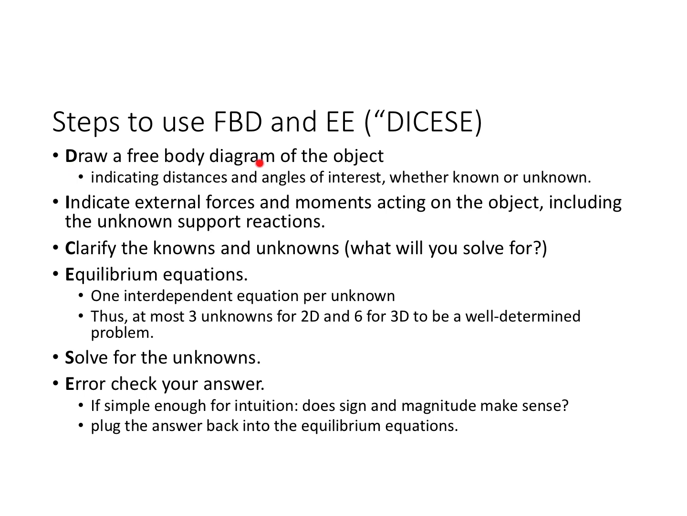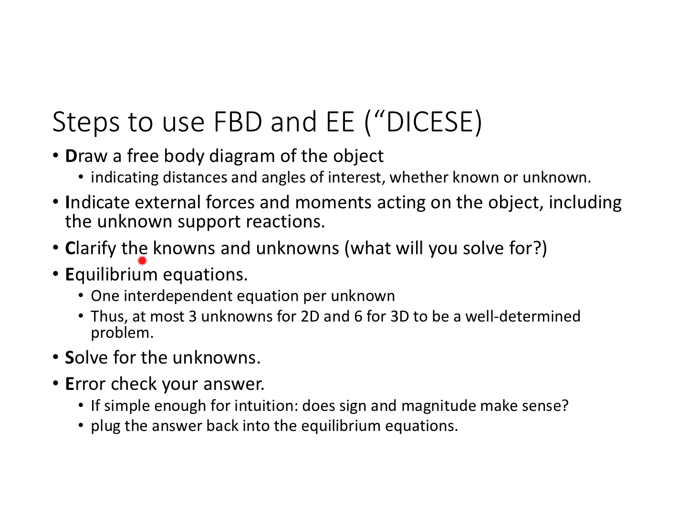You draw a free body diagram of the object, and on this you want to indicate any information you have about distances and angles of interest, whether they're unknown or known. Then you want to indicate the external forces and moments acting on the object, including unknown support reactions, for which you might have to interpret wording or information into those support reaction cartoons. Then the C is to clarify knowns and unknowns. This helps you know what you're trying to solve for. And then you can write the equilibrium equations.